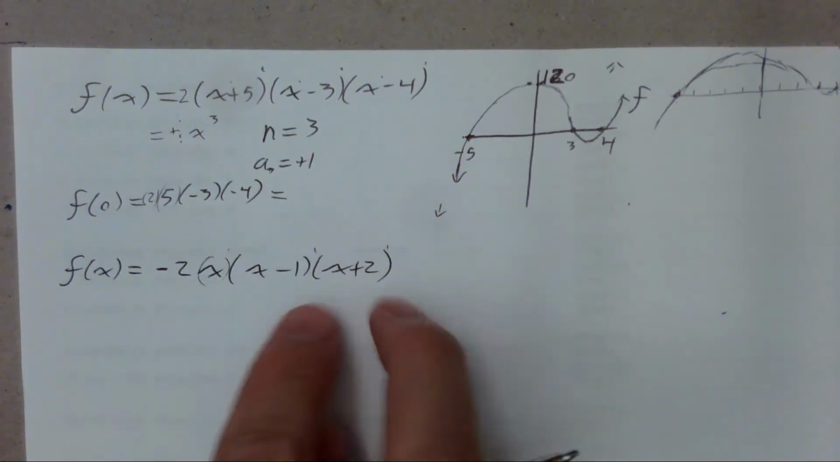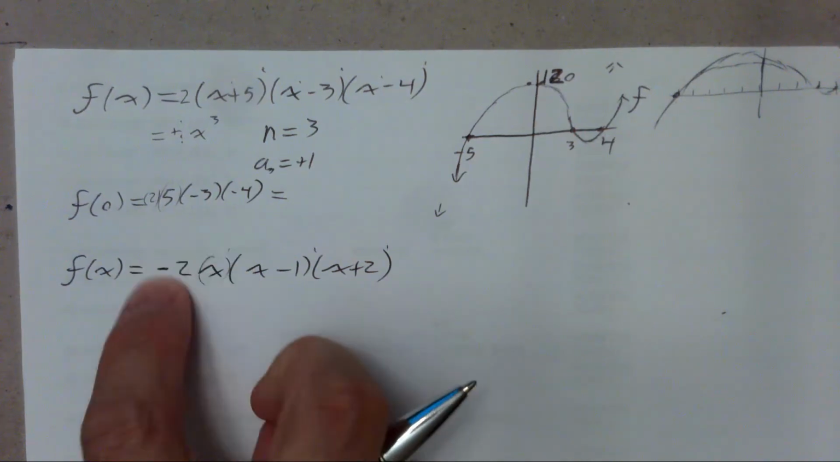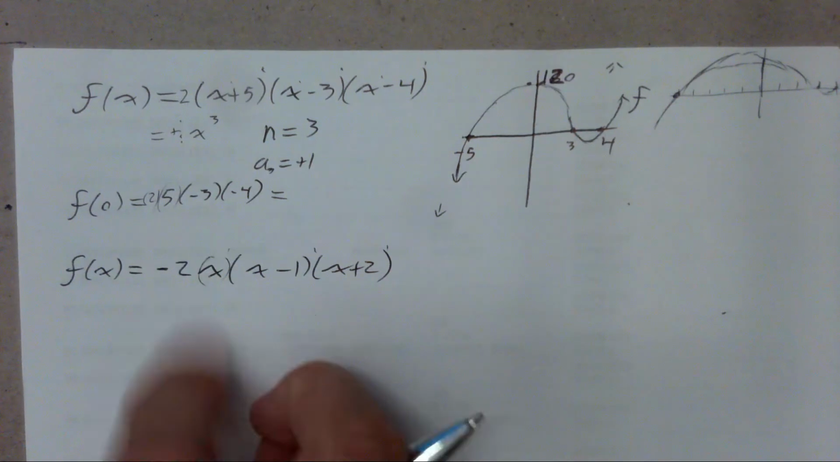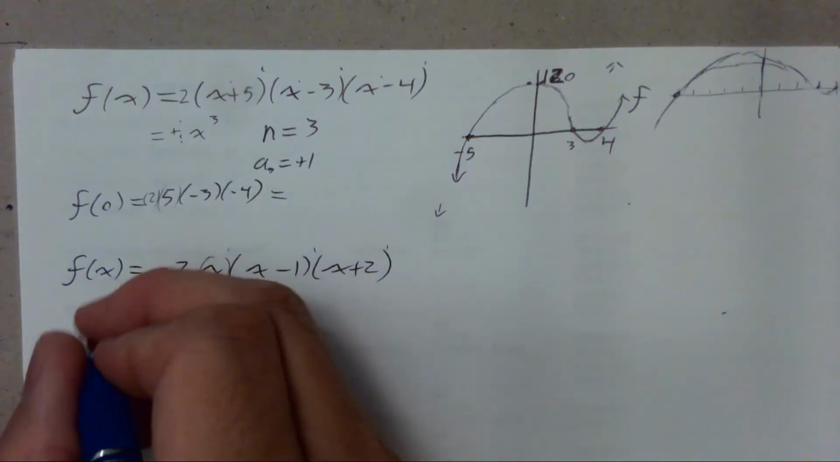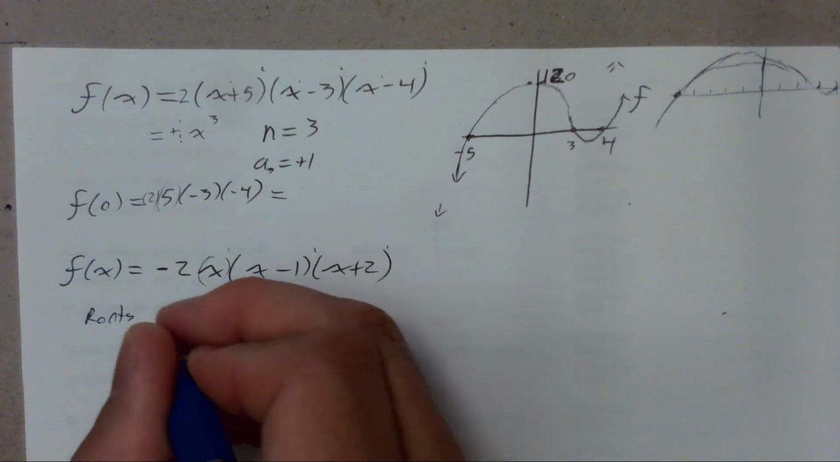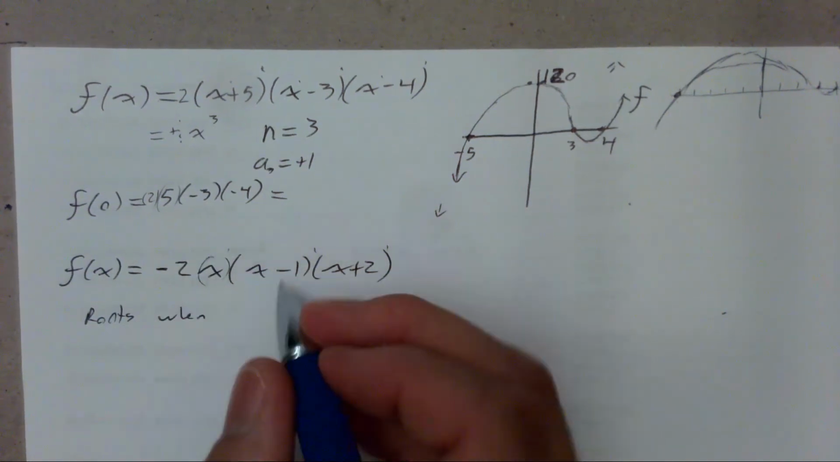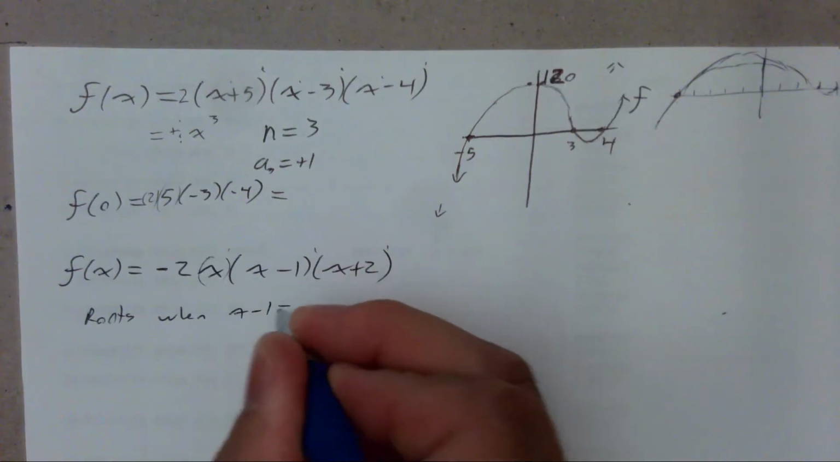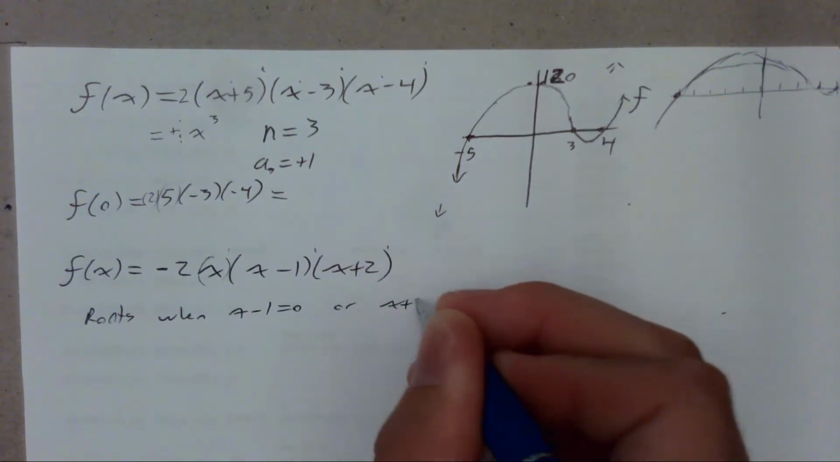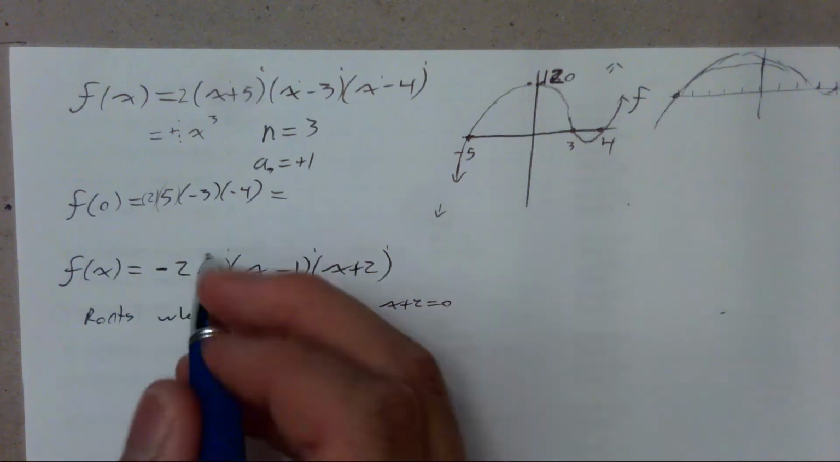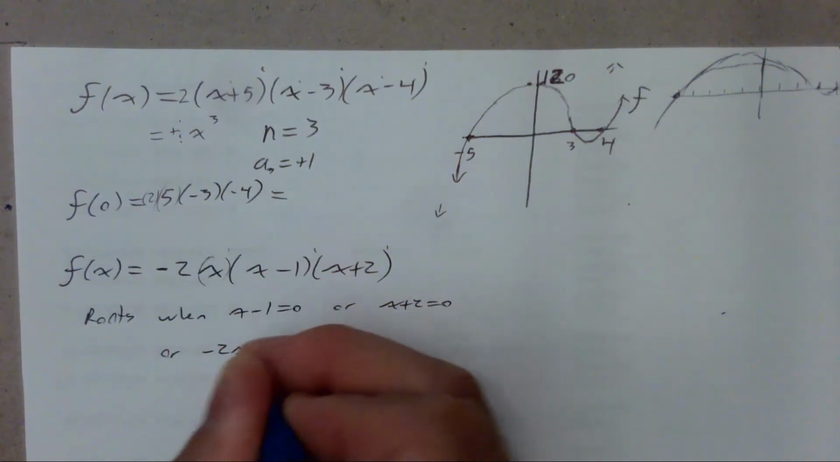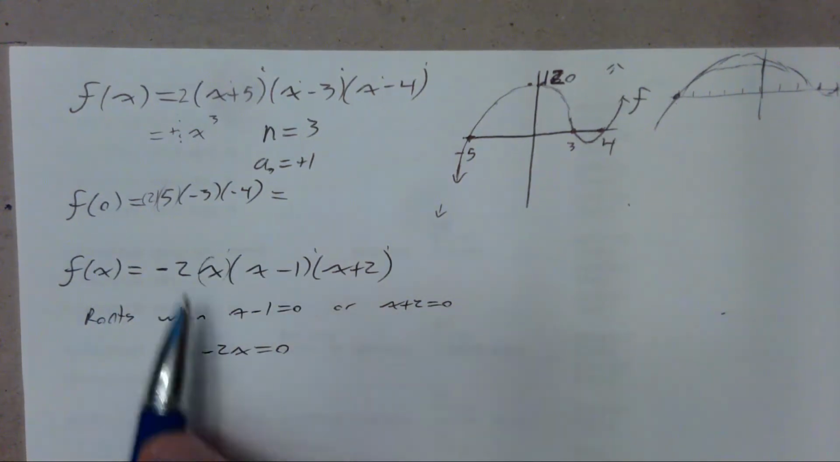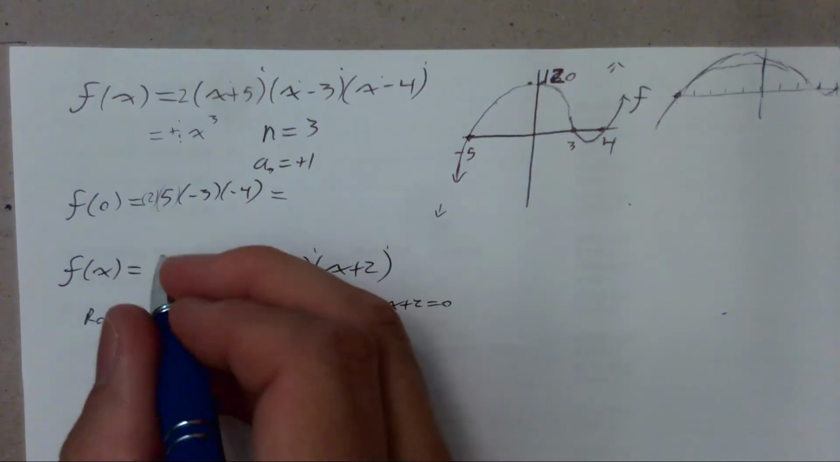Again, the students that memorize a little too hard will sometimes think that +2 is a root, because it's just the opposite of that. Your roots, or your x-intercepts here, can occur when, let's concentrate on the two more obvious ones, x minus 1 is equal to 0, or x plus 2 is equal to 0. Now you could say, or -2 times x is equal to 0. But the factor of -2 does not contribute to a root.